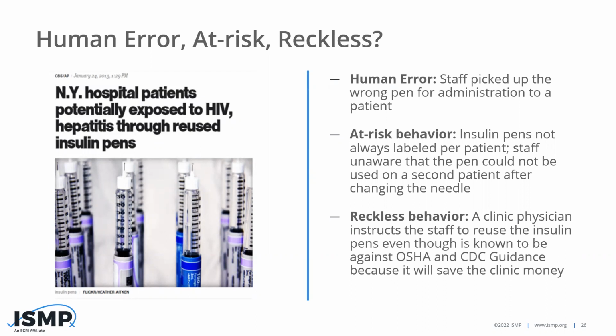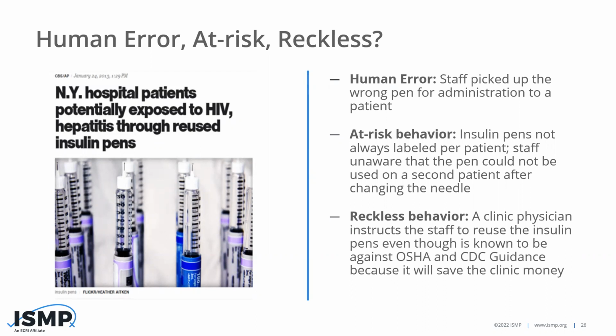In my last slide, let's use this quick scenario before I give it to Michelle. Look at this example on the left, where years ago, some hospital patients were potentially exposed to HIV because they were reusing insulin pens. But look at the scenarios on the right side of the screen. The human error perspective: someone just accidentally picked up a pen intended for patient A, gave it to patient B. Totally inadvertent, not intentional, that was a human error.